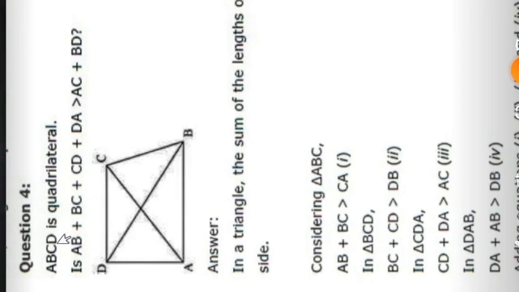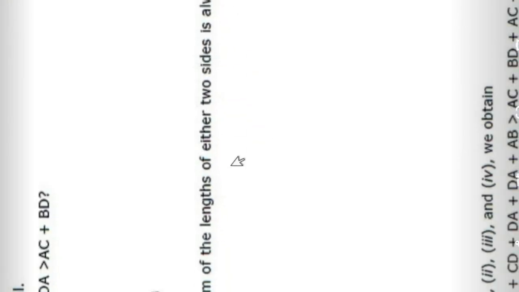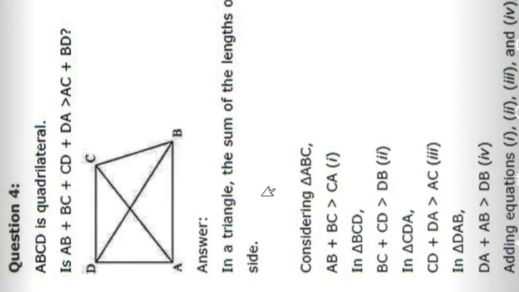Question number 4. ABCD is a quadrilateral. Is AB plus BC plus CD plus DA greater than AC plus BD? Now let us see. Quadrilateral ABCD is given. In a triangle, the sum of the lengths of any two sides is always greater than the third side. This we have studied already. Now we will consider triangle ABC first. So AB plus BC is greater than CA.